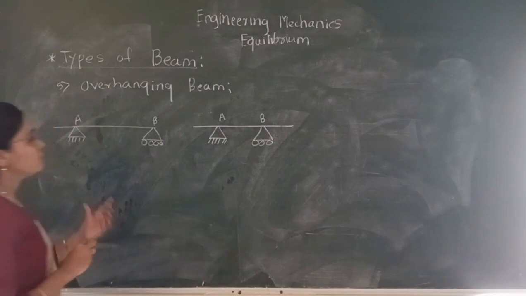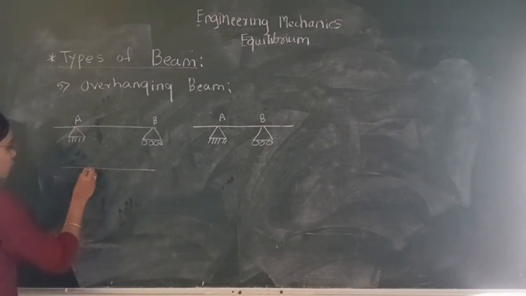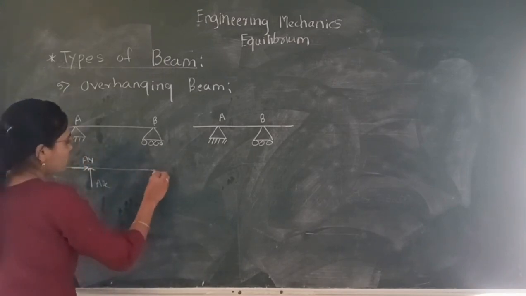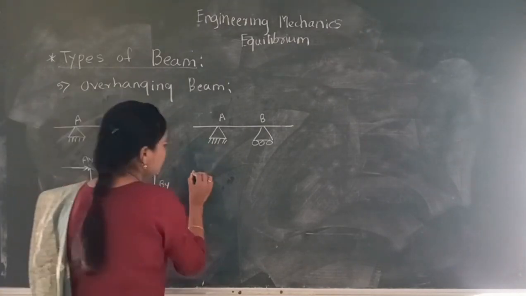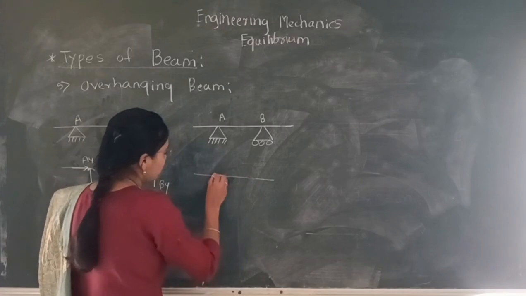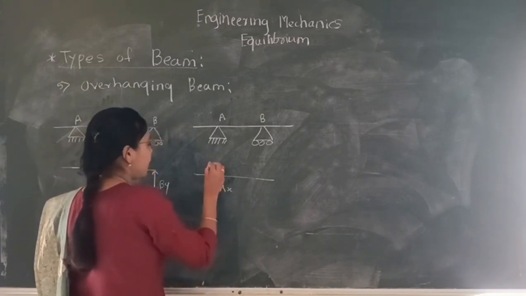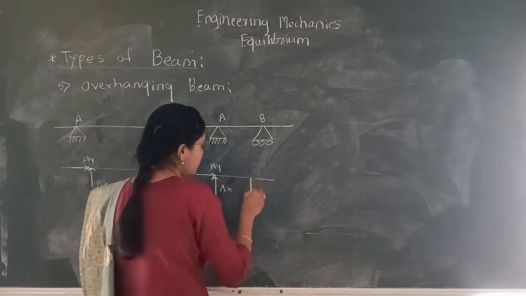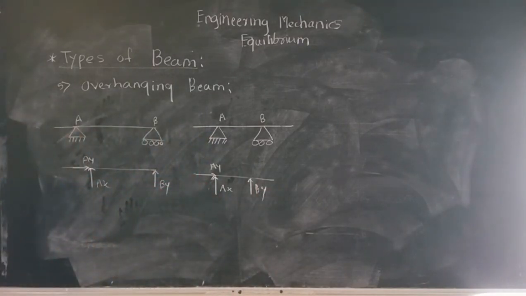Free body diagram for this beam can be drawn as for fixed support there is a generation of two constant reactions as AX and AY. For roller support, one constant reaction will be generated. For this beam also same, we can draw free body diagram as AX. Here is a reaction AY and here is a reaction BY. So this is the free body diagram for overhanging beam.